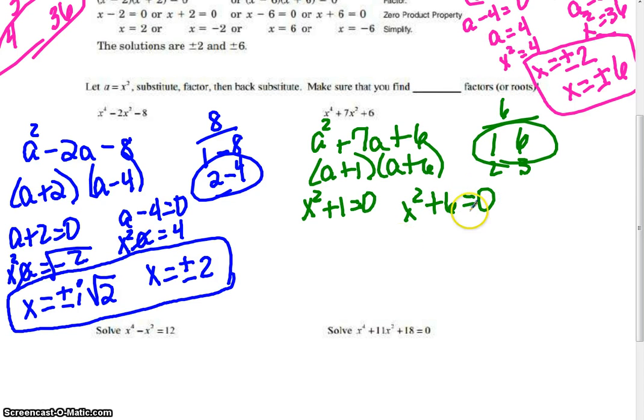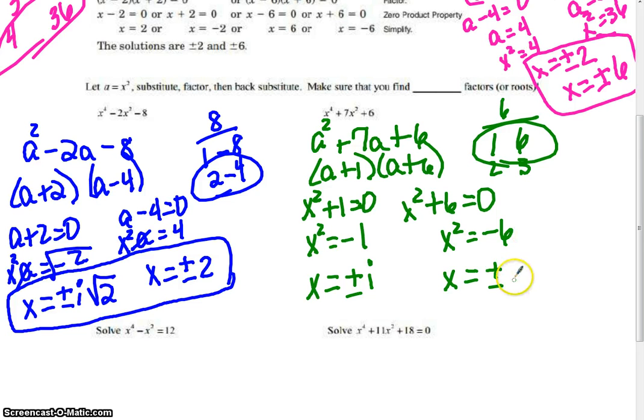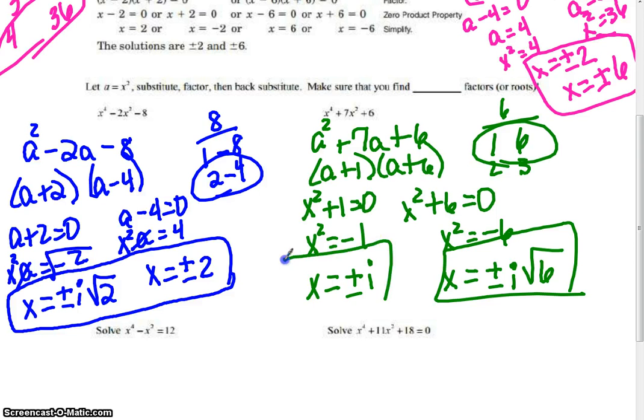Okay, I skipped a step if you didn't notice. Instead of writing a plus 2 and then changing, I went ahead and just did my change as I rewrote. I don't care which way you do it. So move your 1, and x squared is equal to negative 1. So x is equal to plus or minus the square root of negative 1, which is i. Move your 6, x squared is equal to negative 6. X is equal to plus or minus the square root of negative 6, which means i square root of 6. You can box it all together, or you can make 2 boxes. It does not matter to me.